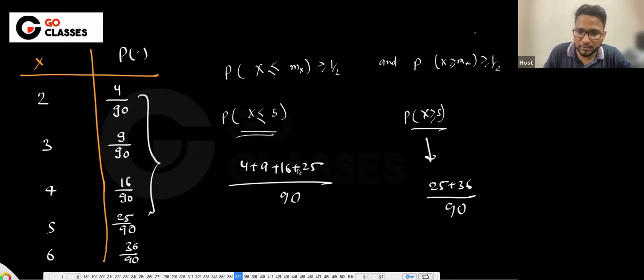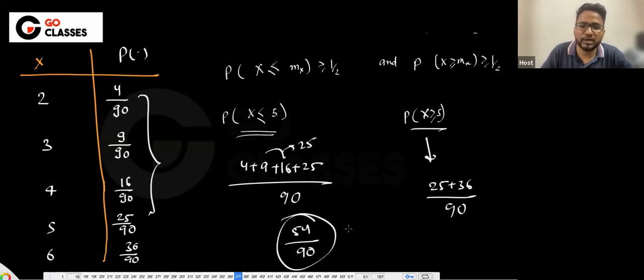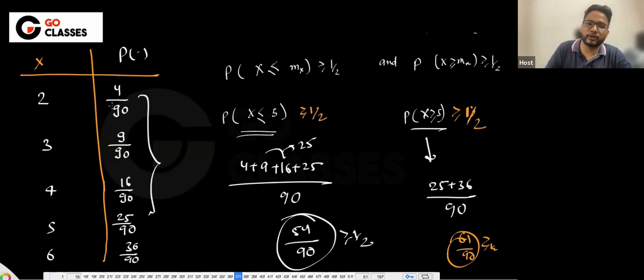This is 25, plus this is 9 plus 16 is again 25, and then 50, and this is 54, which is greater than 45. Basically, this number is greater than or equal to 1 by 2, right? You can easily check. So that's why this number is greater than or equal to 1 by 2. Okay. And similarly, this is 61 upon 90. So that is why this is also greater than or equal to 1 by 2. I mean, you can verify, but we do not need to verify.